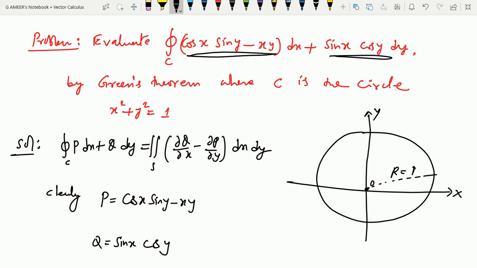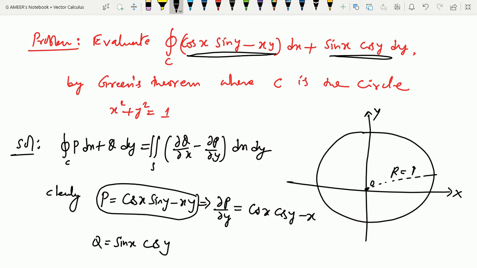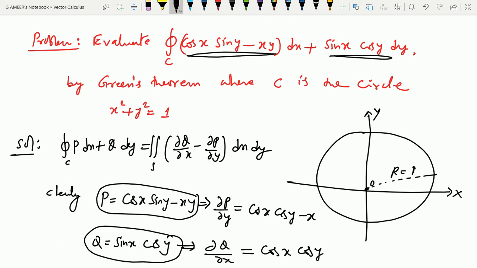What is required here? From here I require dou p by dou y. So partial differentiation with respect to y, dou p by dou y. That is, sin y differentiation is cos y. So I have cos x cos y minus x. Now here q is equal to sin x, and then what I require here is dou q by dou x. So sin x differentiation is cos x, then cos y. Done. So I got this.